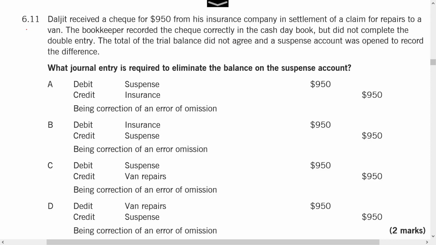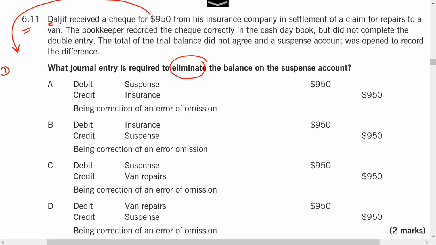So next we have question number 11. What journal entry is required to eliminate the balance on suspense account? Dear received a check for $950 from his insurance company in the settlement of a claim for repairs to van. Okay, so first of all, let's talk about what should be the correct entry for this.